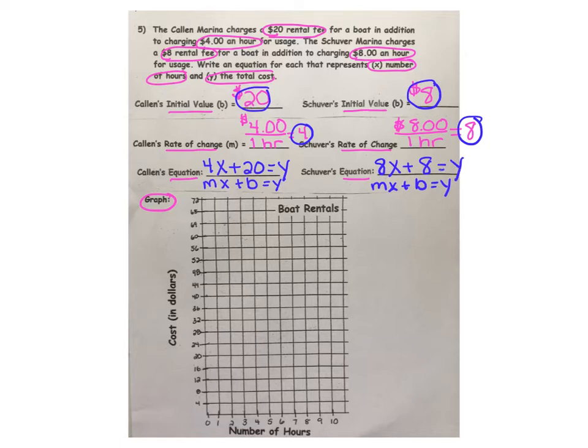But the real question is here, now that we've written an equation for each marina, which is the better buy? Which is the better deal? Well, depending on how many hours you're out on the lake, that will determine which is a better buy. And one way to make a clear comparison is to graph each equation. Let's look at our graph at the bottom and chart each equation.